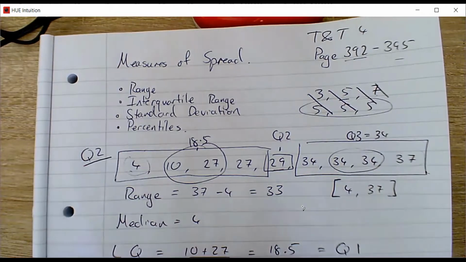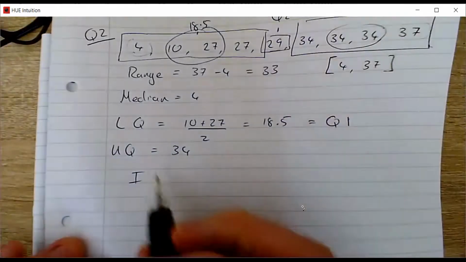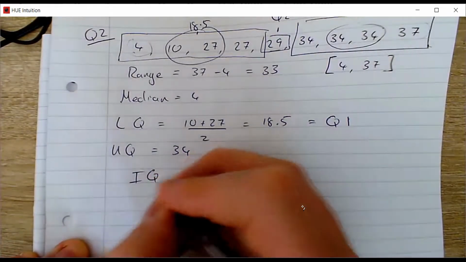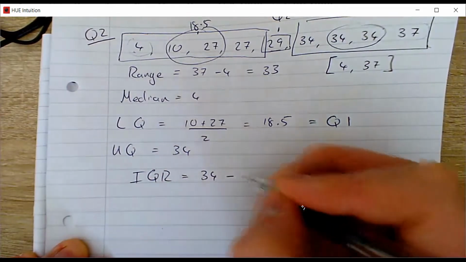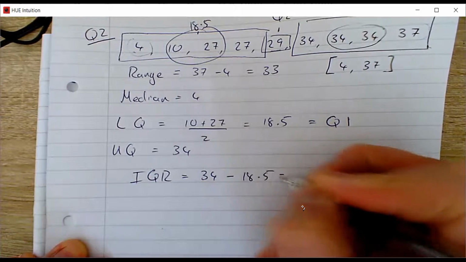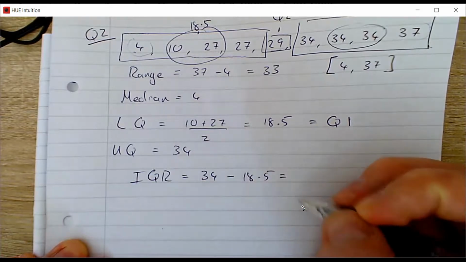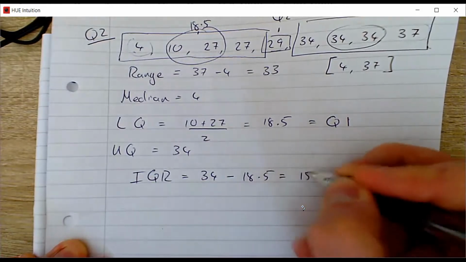And then the interquartile range, upper quartile is 34. The interquartile range is going to be 34, the upper quartile minus the lower quartile of 18.5. What's that give us? 15.5.